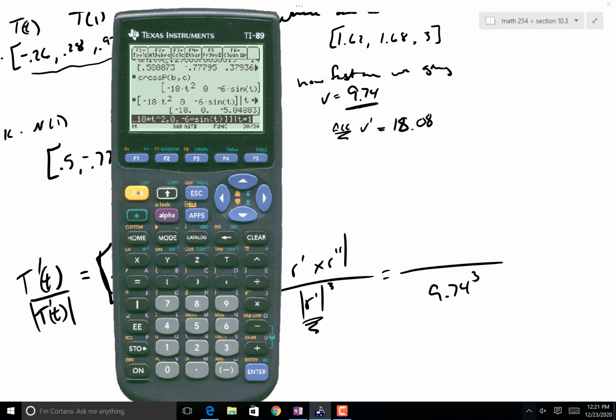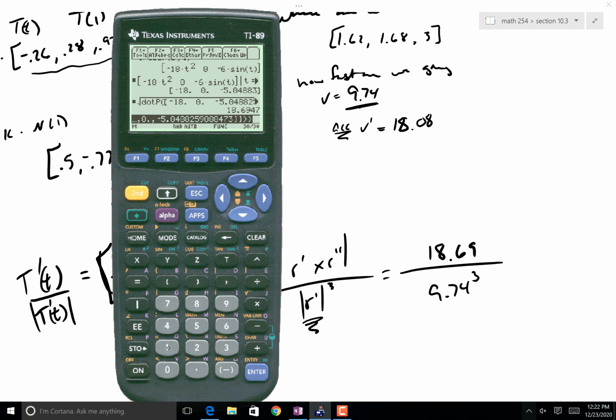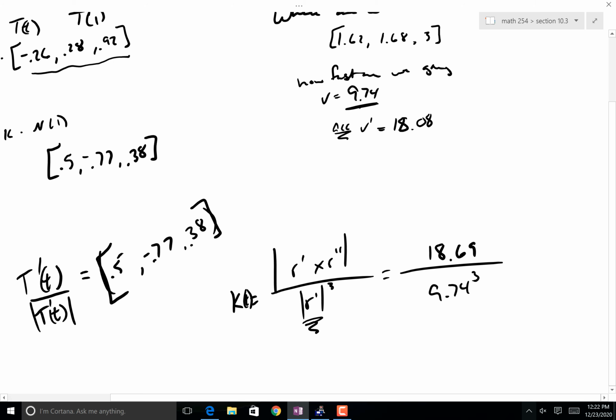You can do it a couple different ways. You can do square root of the dot product, which is a pretty easy way to go at this point if you're starting to figure that out. I think it's pretty cool, actually. So dot product of this with itself, and you can probably do it just about as fast as doing the square root function in your head. And you get 18.69 here on top. Great. So 18.69 divided by 9.74 cubed, 0.02.